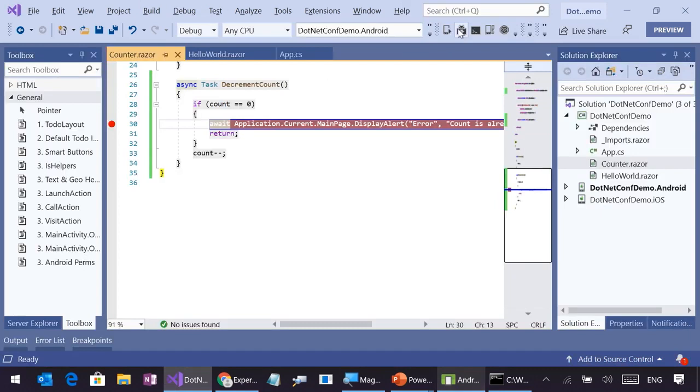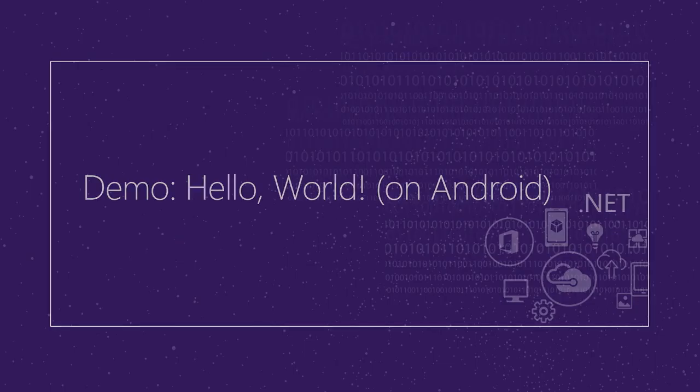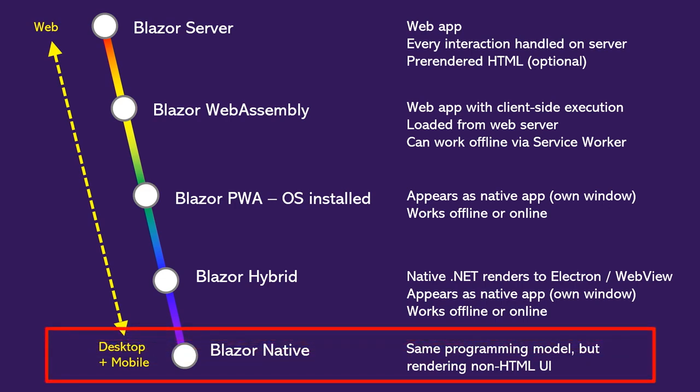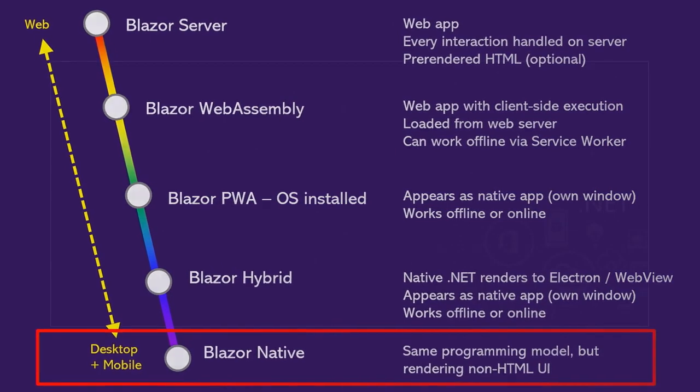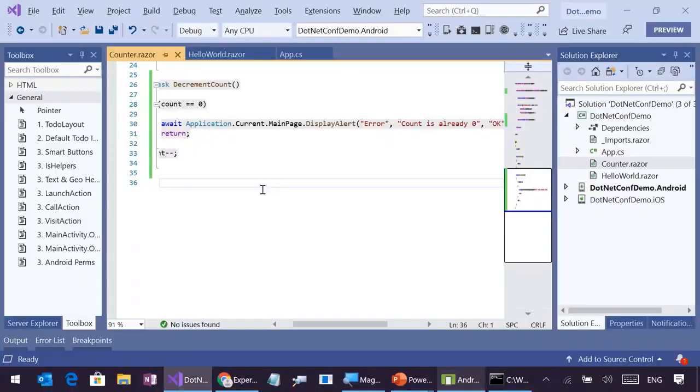What else can we do? This can do a little bit more than just counters that increment and decrement. So let's switch back to the presentation. To see where this kind of fits into the broad picture, you've probably seen this spectrum before. All the way at the top, we have Blazor running on the server with HTML. And then as you go all the way down to this last box here on the bottom, we have this native experience with Blazor, which is experimental, as I've mentioned. And this is about rendering non-HTML UI. So let's check out a few more UI components and build a slightly more interesting application.